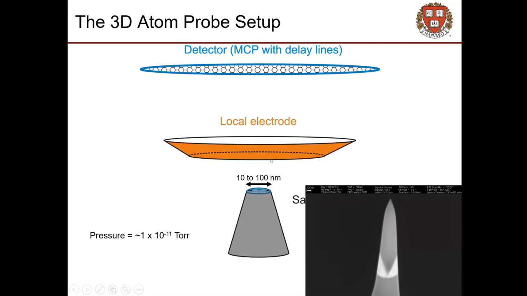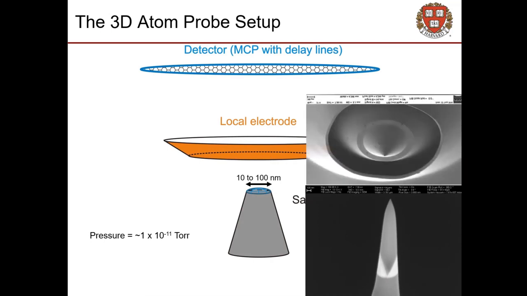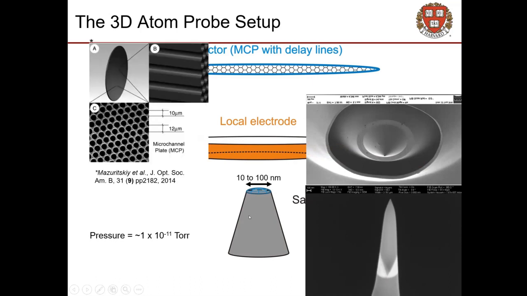Above the tip is placed a hollow conical electrode called the local electrode or the counter electrode. Here's an image of one of those. And then some distance behind the central aperture of that electrode is placed the detector, which is generally what is called a microchannel plate with delay lines. And for edification, this is what one of those looks like. It is a disc of material pierced by many small channels. The active area of this detector is the pierced channels themselves, not the material between them.